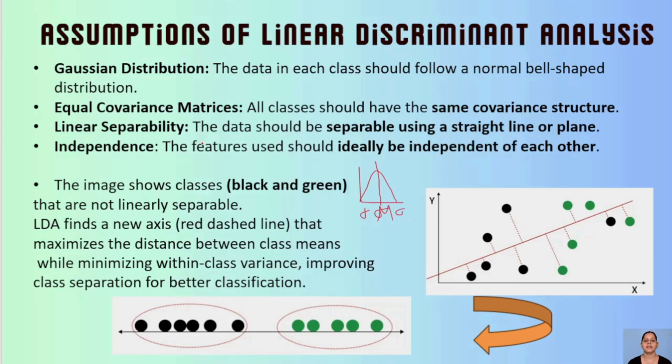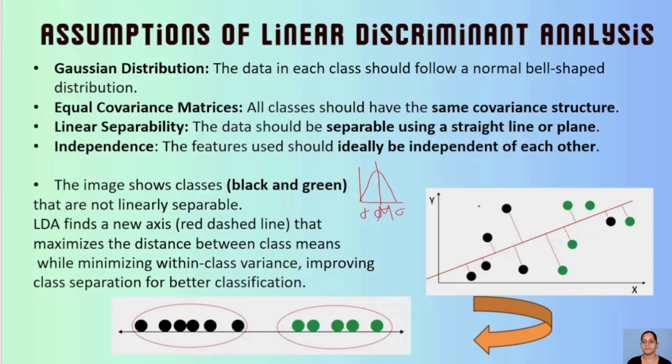LDA. Then I already mentioned that the classes or the data should be such that they can be separated using just a plane or a straight line. That's it. And independence: all the features should ideally be independent of each other. So we understood about the Gaussian distribution and the covariance matrix. It should follow the same covariance matrix. It should be linearly separable, so one straight line should separate out the classes. Then the features should be independent of each other.